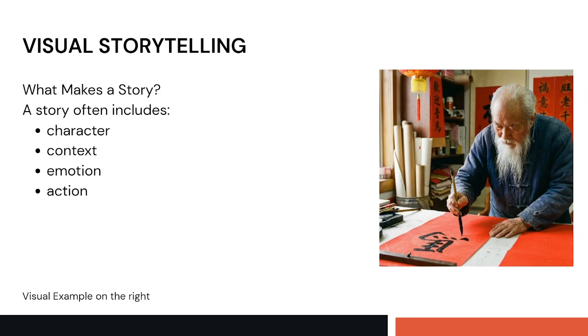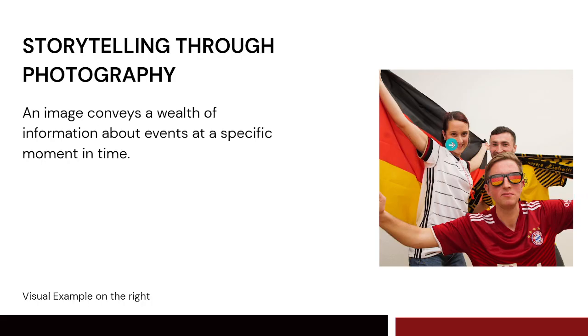We also have visual storytelling. So what makes a story? A story often includes a character, context, emotion, and action. And there's a visual example here on the right. Looking at this image, it is already telling a story of an ancient Zen master writing on a scroll. Other people might make a different sense of this image, but this is my own interpretation.